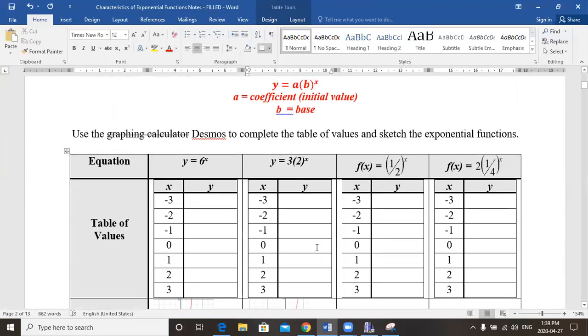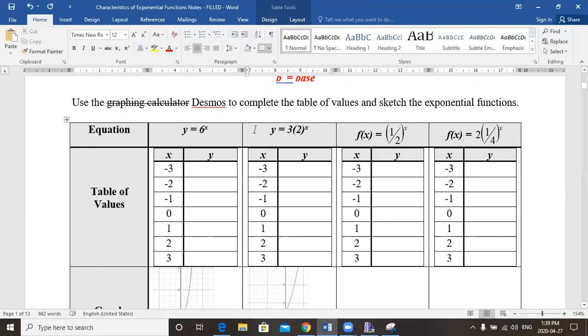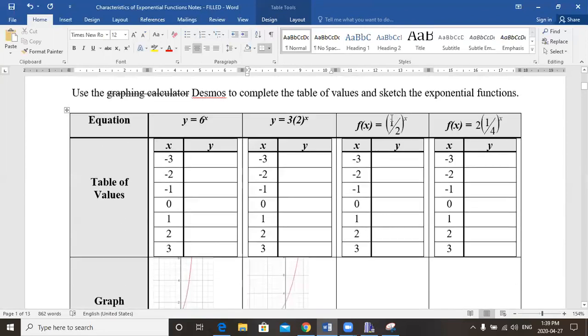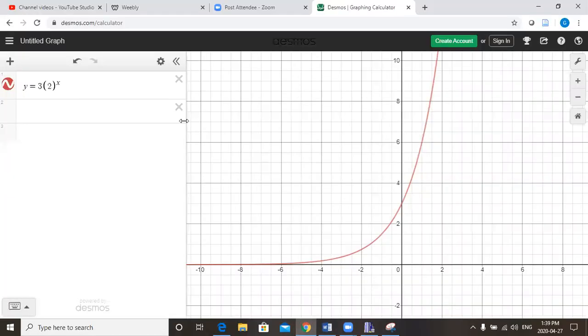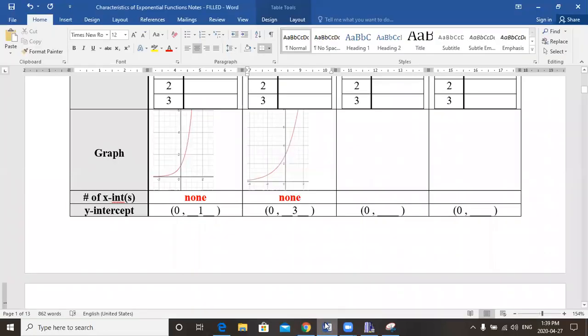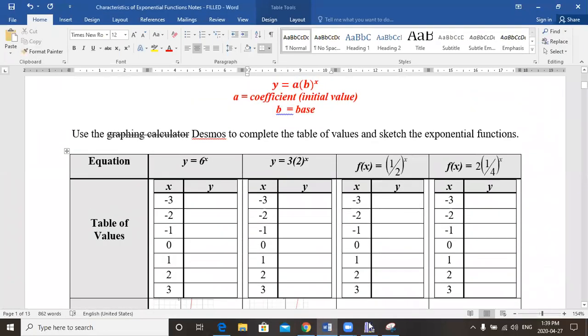Okay, so notice that these bases 2, 6 are greater than 1. Look at these bases here, 1/2 and 1/4. Those bases are between 0 and 1. So let's see what happens then when we have a base between 0 and 1. So we'll go to Desmos and we will reset our graph. Our third example is y equals 1/2 to the power of x.